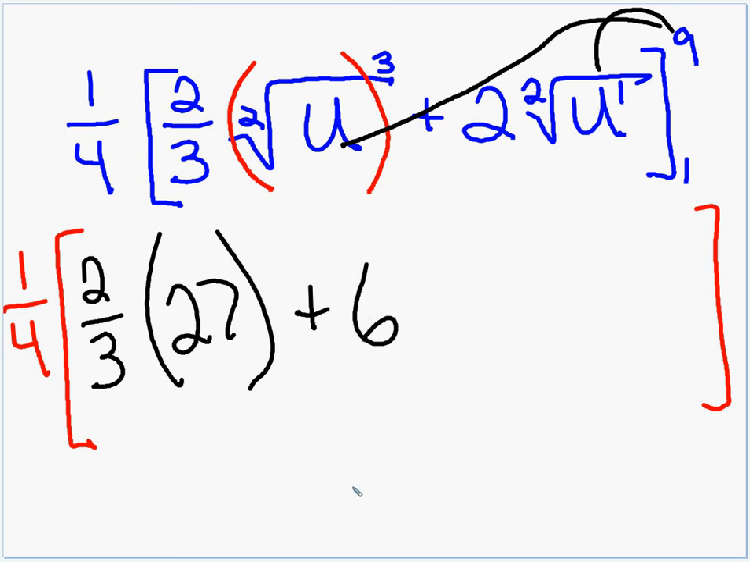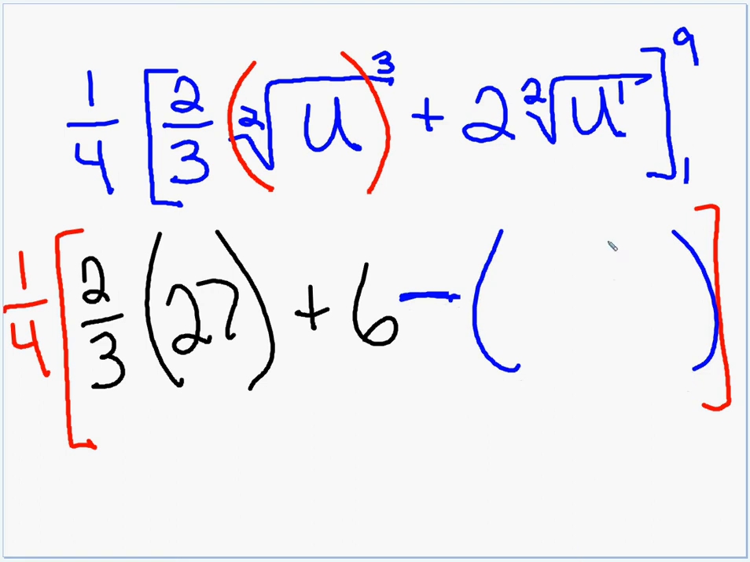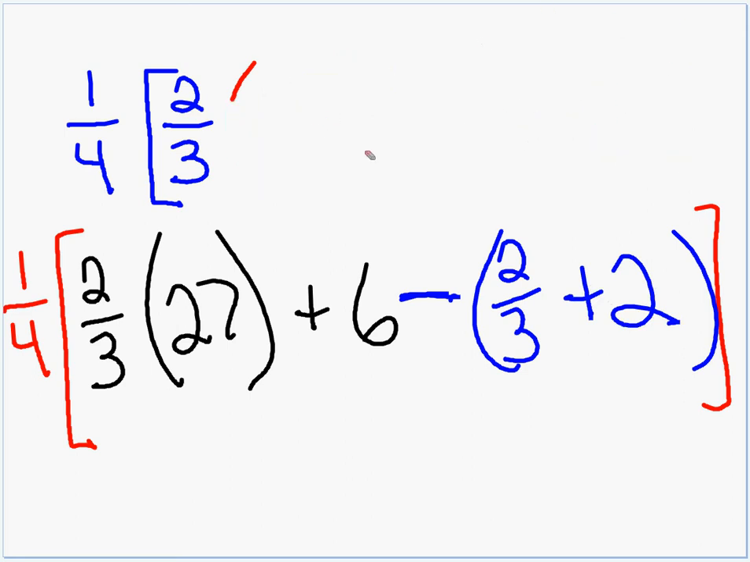And now it's time to do the lower limit. So the fundamental theorem says we always subtract. This will also be as a quantity. The 1 jumps in here. The square root of 1 is 1. 1 cubed is 1. Times 2/3 is 2/3. And then the 1 jumps in here. Square root of 1 is 1. Times 2 is 2, plus 2. So the calculus is over. From here on out, it's just arithmetic. And there's plenty of chances to make silly little mistakes in arithmetic.